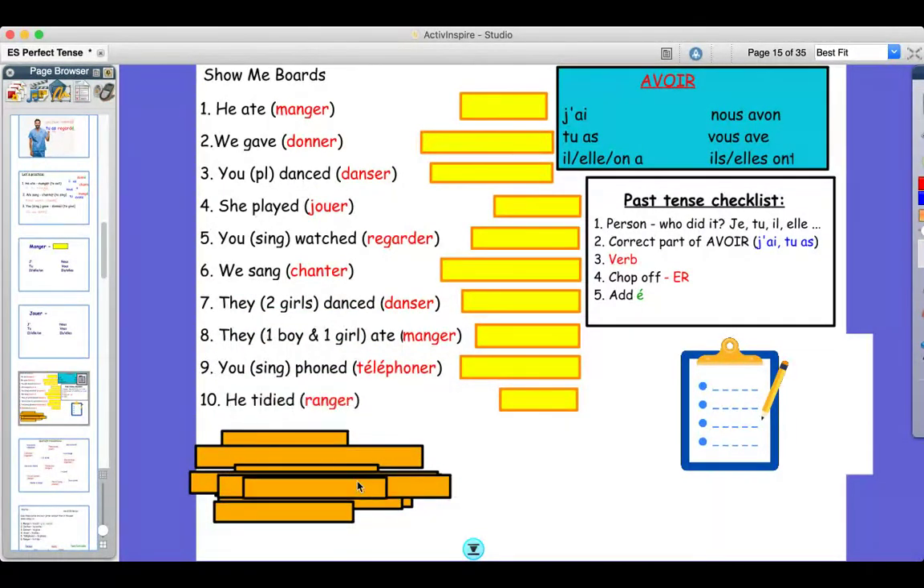Okay, pause the video just now and use the helps on the right hand side to see if you can translate these sentences.